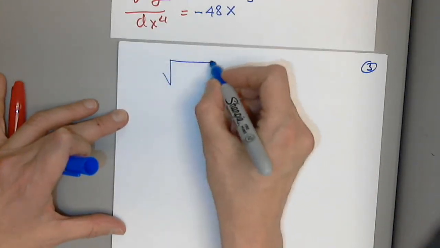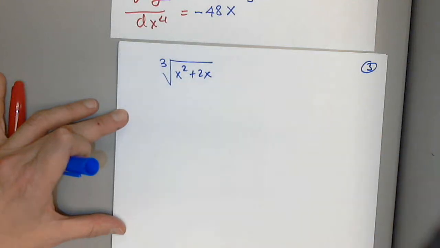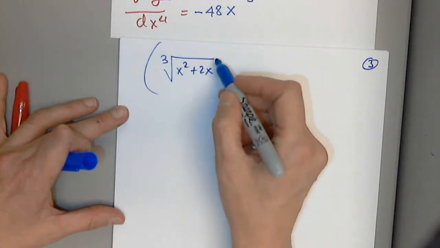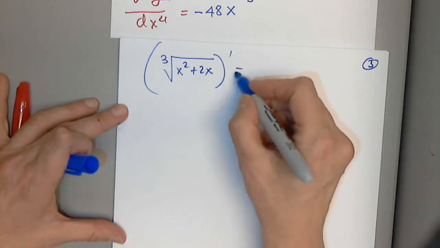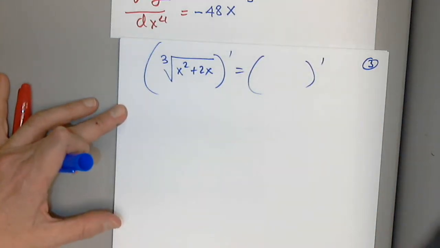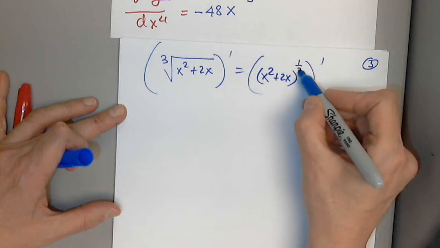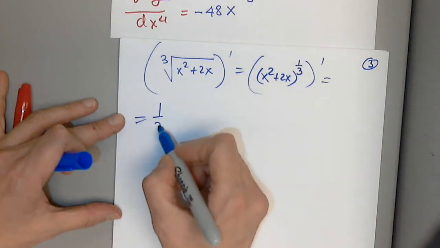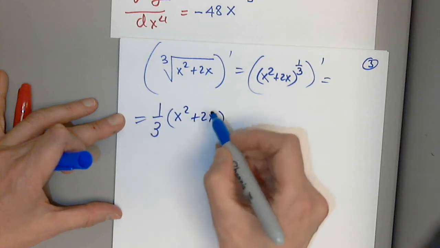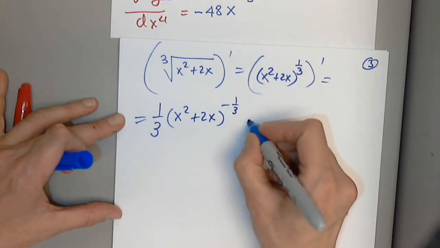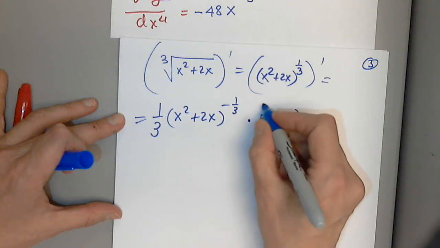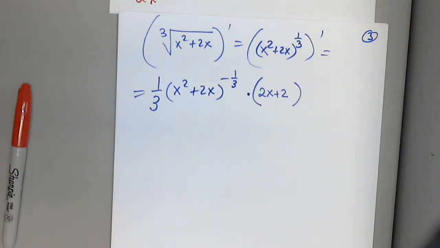Okay, so let's say the cube root of x squared plus 2x. If I want to differentiate this, first I will change it into x squared plus 2x raised to 1/3. Very good. I bring 1/3 in front, subtract 1 from the power, and multiply by the inner function prime. I bring down the power, subtract 1 from the power, and multiply by the inner function prime.